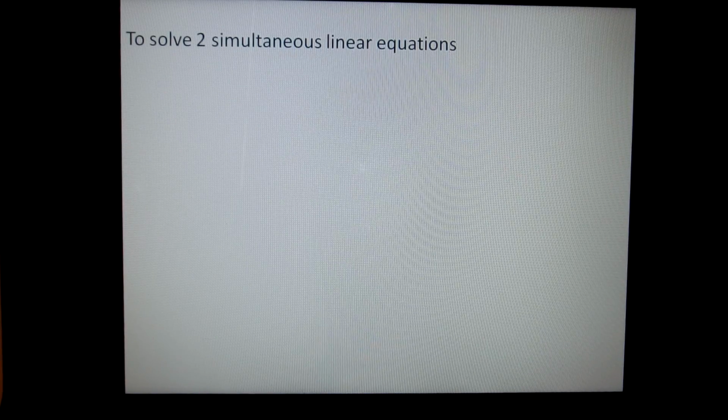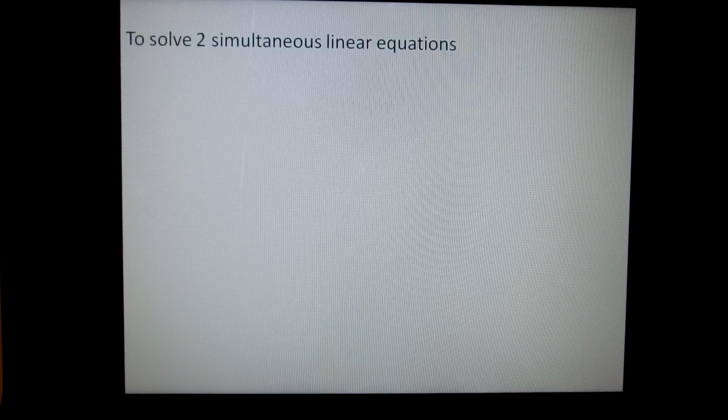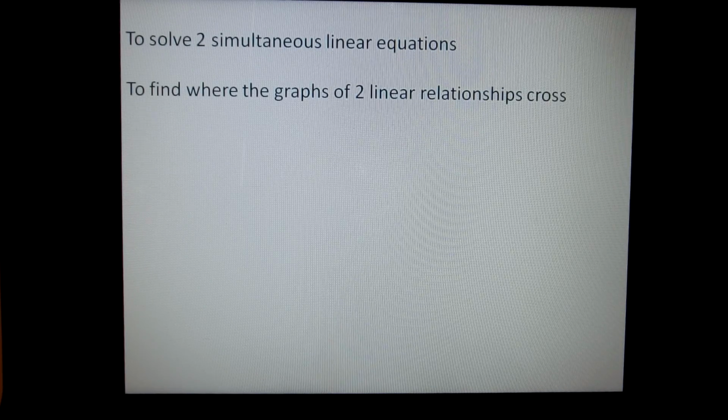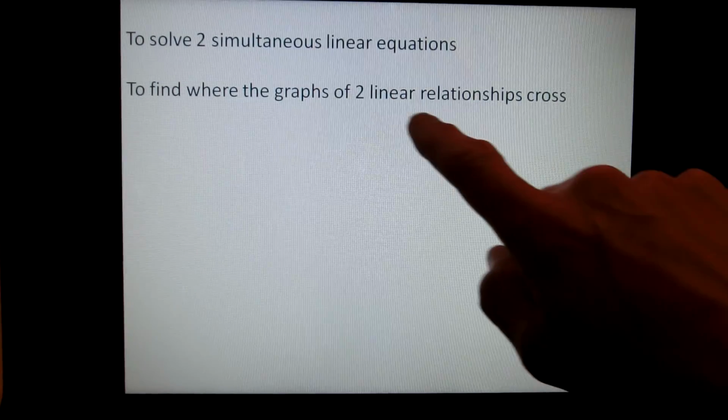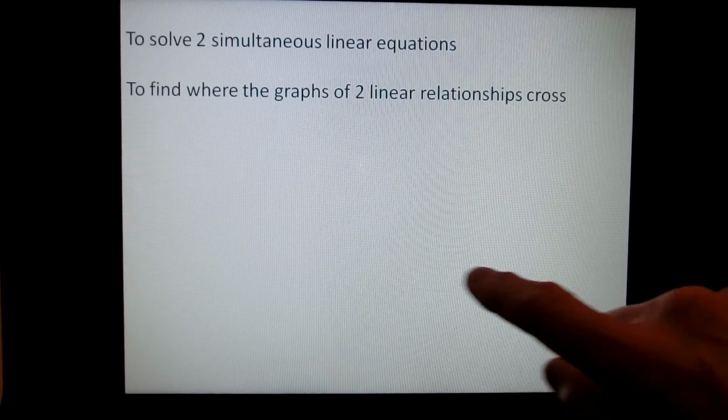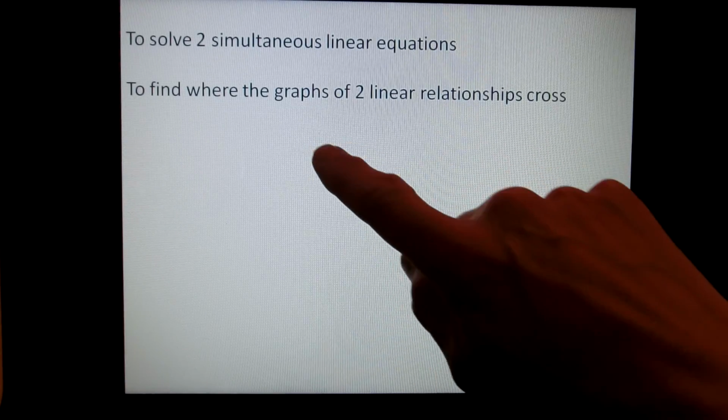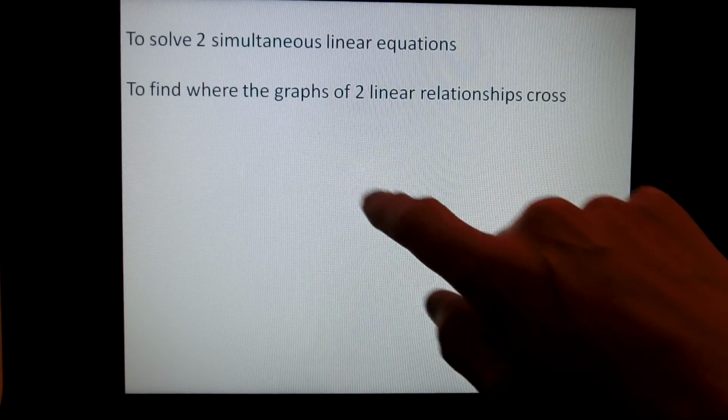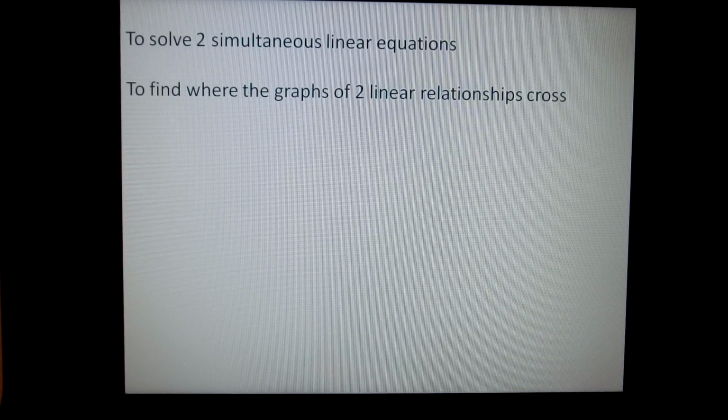Okay, short video lesson on solving two simultaneous linear equations. This topic in maths would perhaps better be described as finding where the graphs of two linear relationships cross. So linear relationships are ones that produce straight line graphs. So it's as if we're finding where two straight line graphs cross. That's perhaps a better way of understanding this topic.